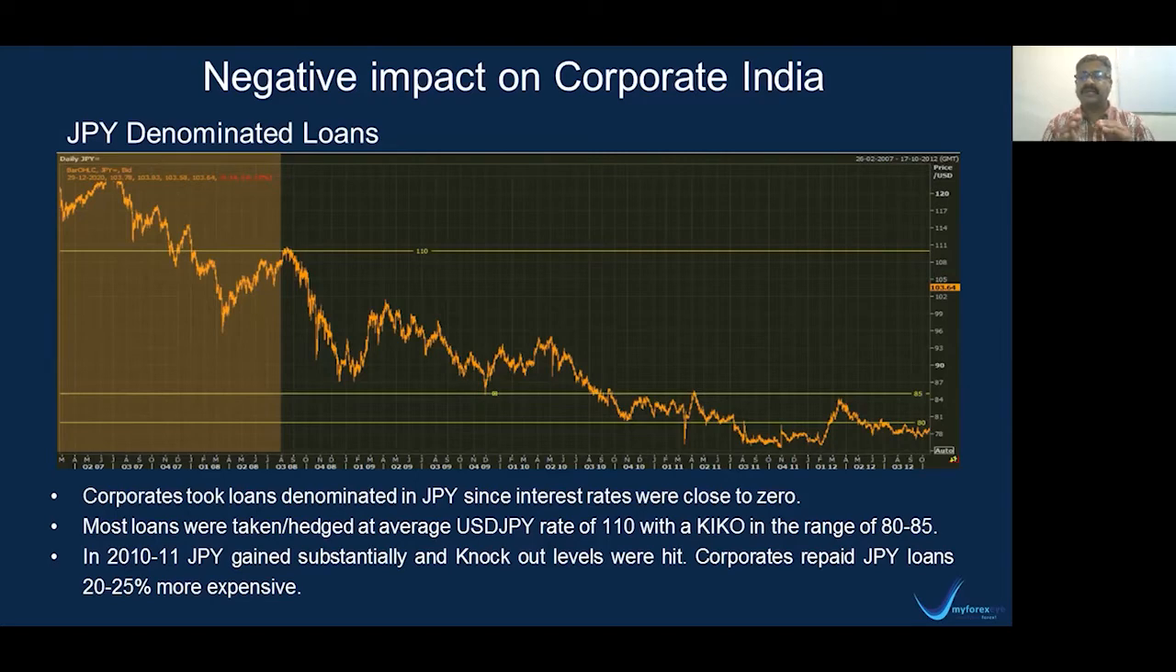In 2010 and 11, JPY gained substantially. It even went to levels such as 78, 79 JPY to a dollar, very easily breaking these 80, 85 KIKOs, knock-ins and knockouts. So what actually happened was, since the options were knocked out, the protection was lost, and the corporates had to repay JPY loans 20 to 25% more expensive. So whatever they gained on the interest rate part, they lost on the currency part.